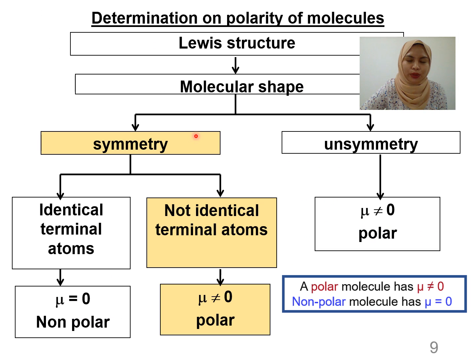Okay, next let us go to molecular shape yang symmetry tetapi dia punya terminal atoms dia tak sama. So bila walaupun shape dia symmetry, tapi terminal atoms dia tak sama, therefore the molecule will be a polar molecule since the bond dipoles cannot cancel out each other, dan ini akan menyebabkan dia punya dipole moment tu ada, wujud.